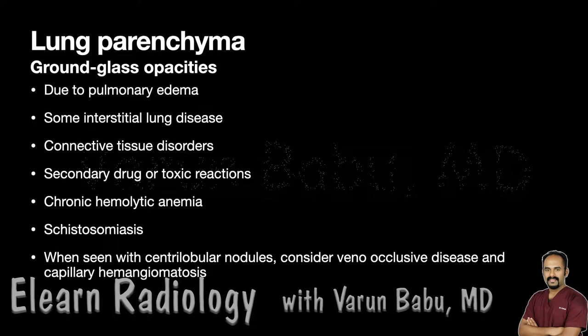The presence of ground glass opacities is due to pulmonary edema, some interstitial lung disease, connective tissue disorders, secondary drug or toxic reactions, chronic hemolytic anemia, schistosomiasis. When seen with central lobular nodules, consider veno-occlusive disease and capillary hemangiomatosis.